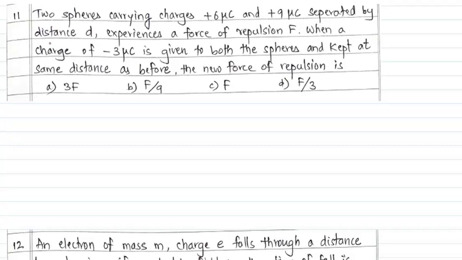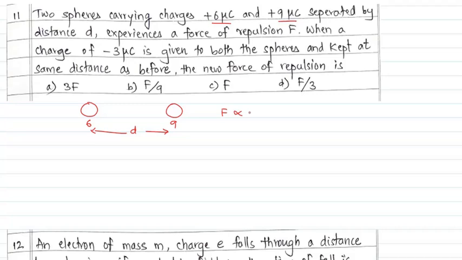So 11th one, if you take, two spheres are carrying charges 6 microcoulomb and 9 microcoulomb, separated by distance d, experiences a force of F. So there are two spheres. First is having charge 6 microcoulomb. Second one is having charge 9 microcoulomb. Distance between them is d. And the force of repulsion between them is F.